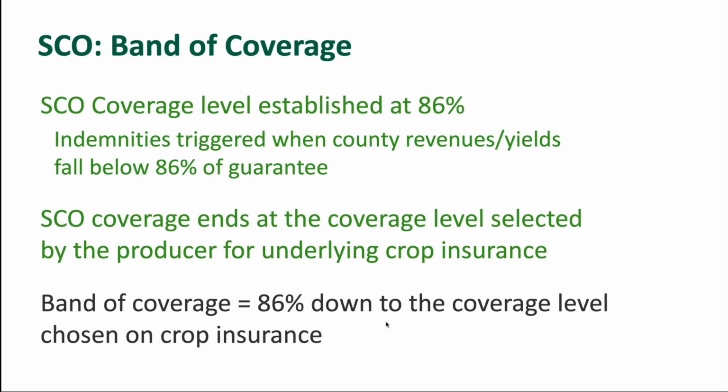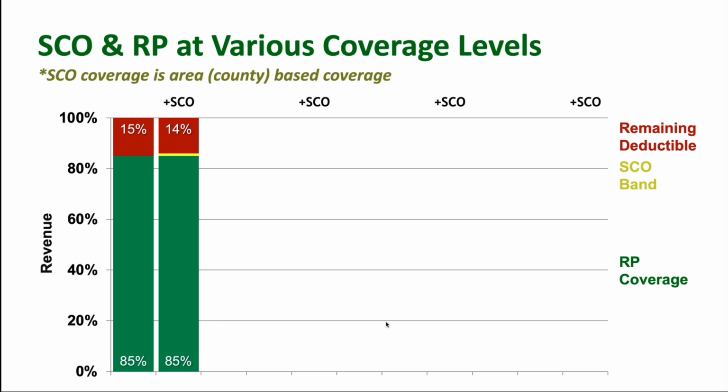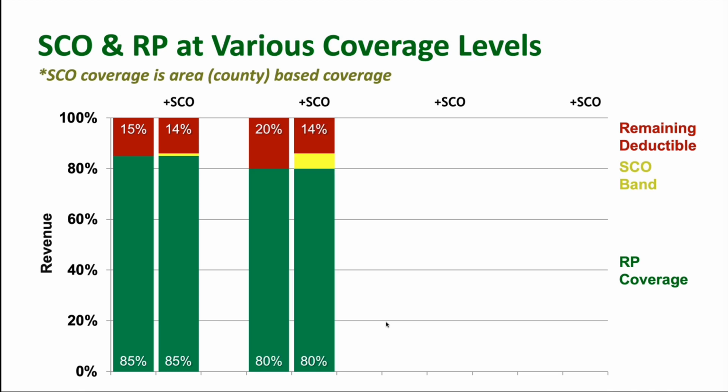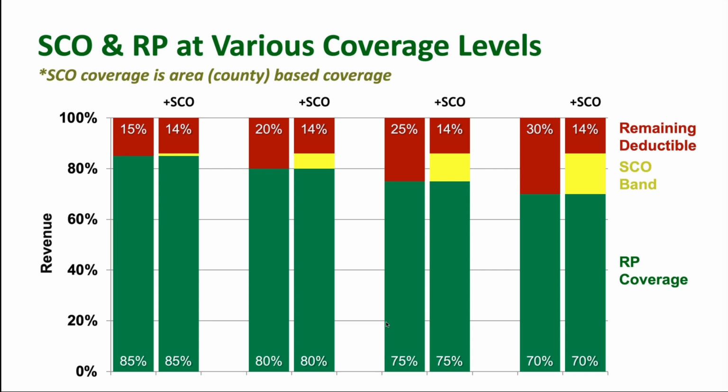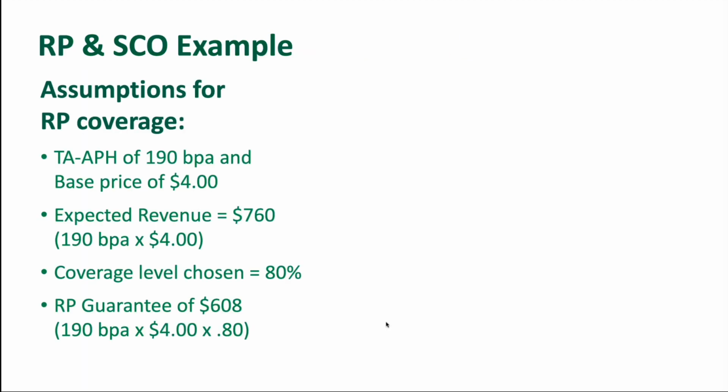Again, as I mentioned, it kicks in at 86% of the county and goes down to your coverage level. So if you're buying 85% coverage level, for example, and the SCO kicks in at 86, you're only getting 1% additional coverage, obviously not a significant amount of extra coverage. However, of course, as you see lower coverage levels used, for example, in Southern Illinois, where 75 or 80% coverage levels are more common, then they would be able to purchase additional, more meaningful coverage with SCO. It kicks in at 86 and ends at wherever you purchase your farm level coverage.